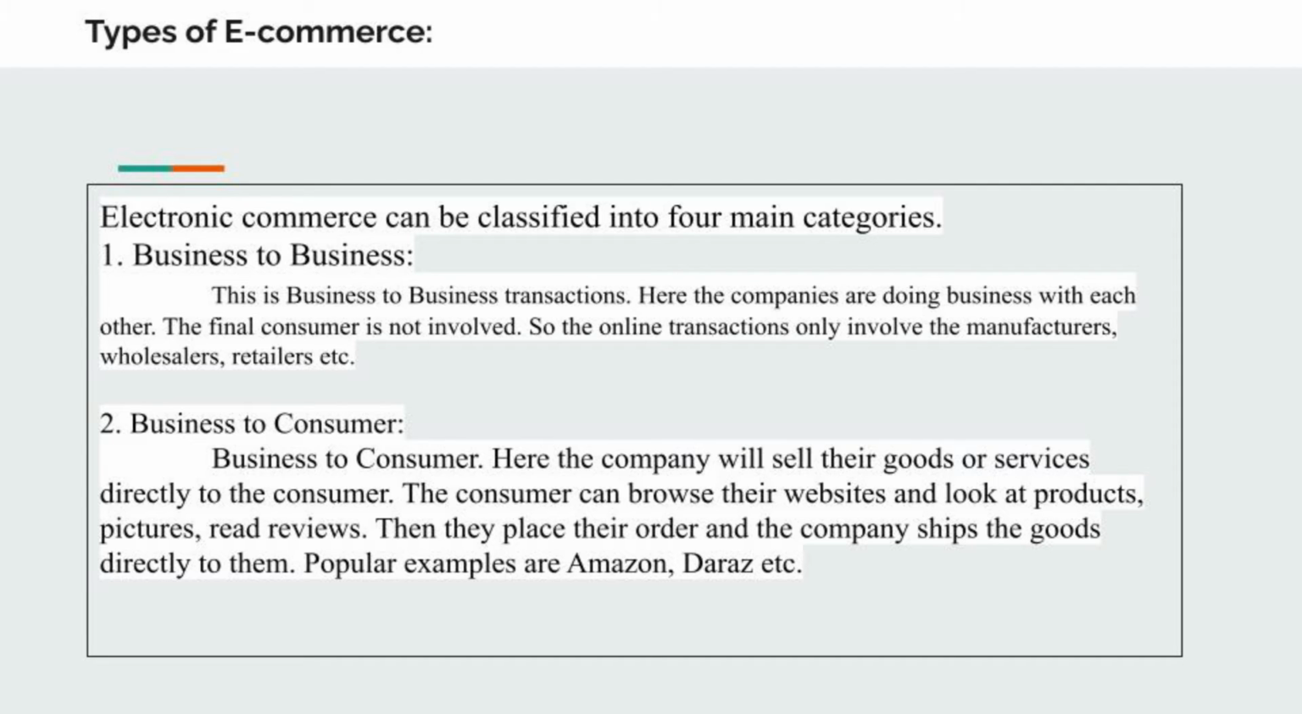2. Business to consumer. Here the company will sell their goods or services directly to the consumer. The consumer can browse their websites and look at products, pictures, read reviews. Then they place their order and the company ships the goods directly to them. Popular examples are Amazon, Daraz, etc.